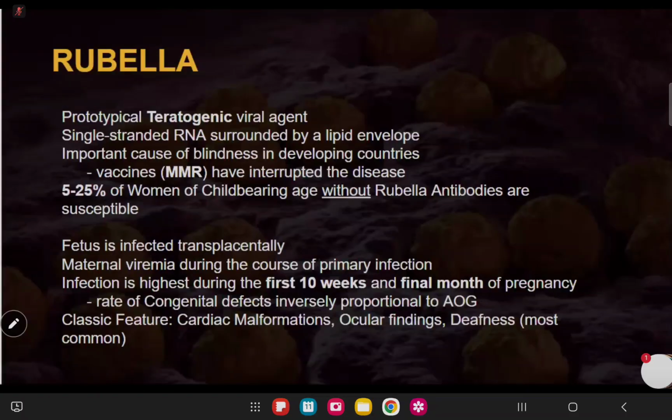Next would be the rubella. It's a prototypical teratogenic viral agent. It is a single-stranded RNA surrounded by a lipid envelope, and it is an important cause of blindness in developing countries. Vaccines such as your MMR have interrupted the disease, and 5 to 25% of women of childbearing age without rubella antibodies are susceptible.